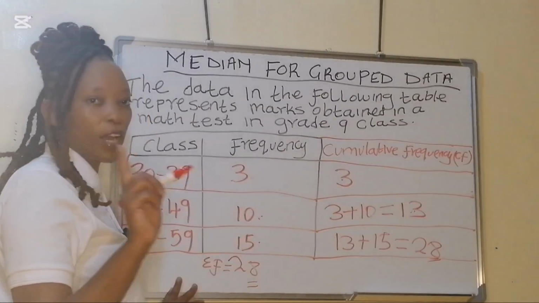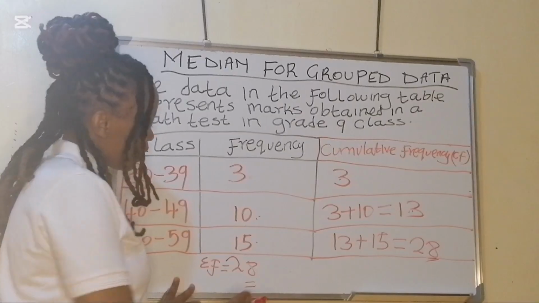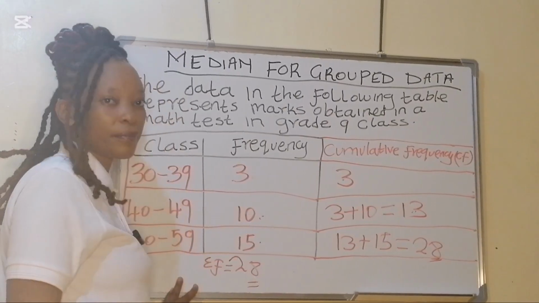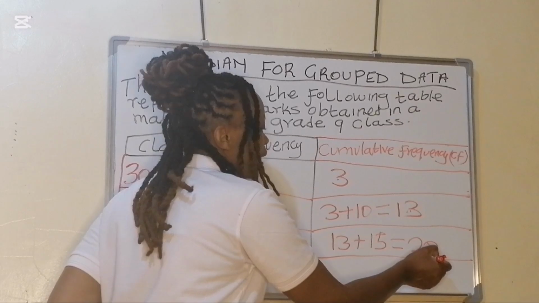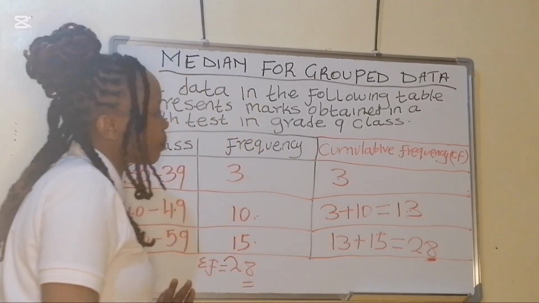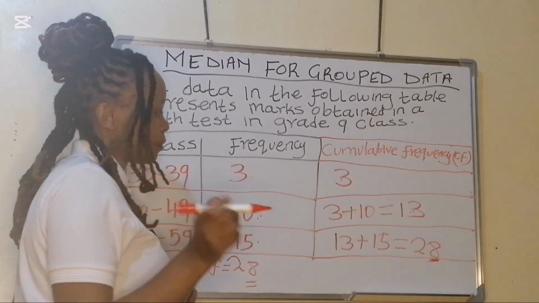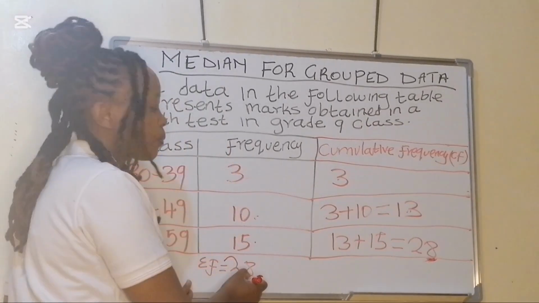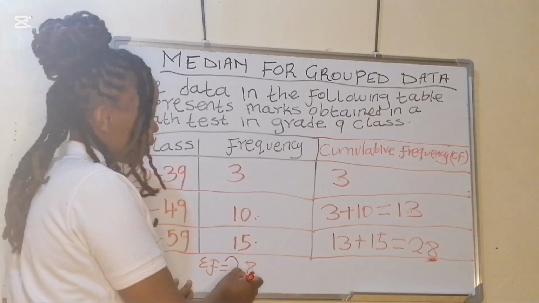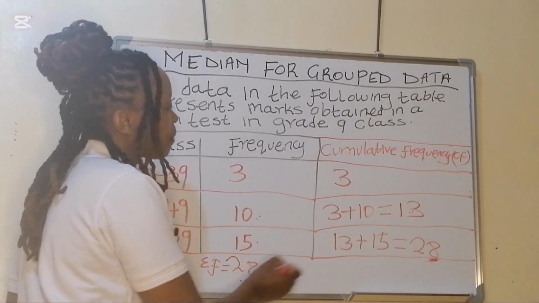If you want to know if you are correct in calculating cumulative frequency, the total frequency and the last total of the cumulative frequency, or CF, should be the same. This should be the same as this for you to know that you are correct.